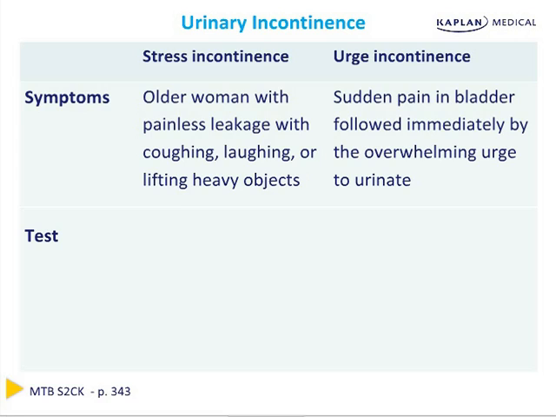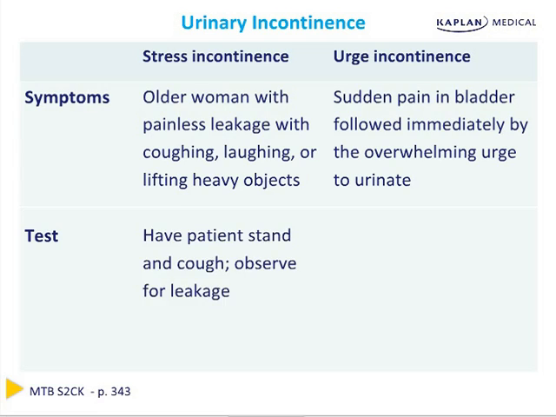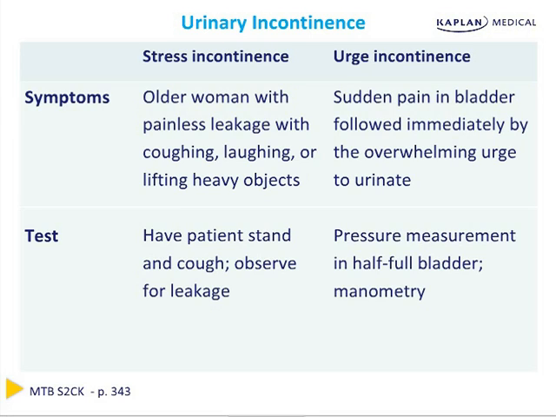You diagnose these two types of incontinence with different testing as well. The test for stress incontinence is actually to directly observe the leakage of urine when the patient does something that increases their intra-abdominal pressure, such as standing upright and coughing. The diagnostic testing for urge incontinence is a little bit more objective. You can actually use manometry, which uses a transducer to measure pressure when the bladder is half full. In patients with urge incontinence, the pressure will be higher than in a normal person with the half-full bladder.